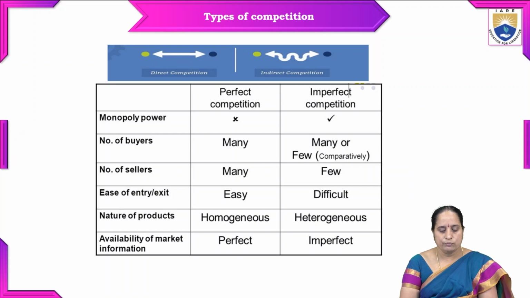Then availability of market information. Whatever information we get related to market conditions, the prevailing cost, the prices, everything, we have perfect information, but that may not be possible in case of imperfect competition.